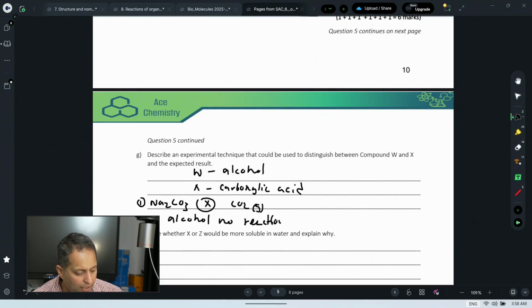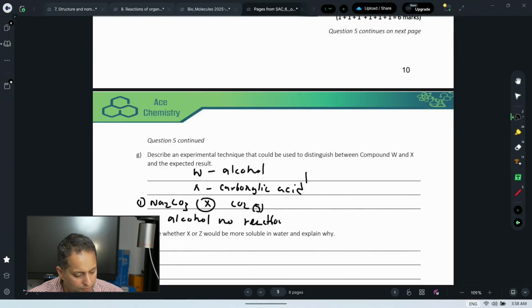Now, you know that carboxylic acid or any acid will react with sodium carbonate and produces carbon dioxide. So you see bubbles. Alcohol would not react with sodium carbonate. Okay. The other one is what? You can measure pH. The pH of carboxylic acid will be very low compared to alcohol.